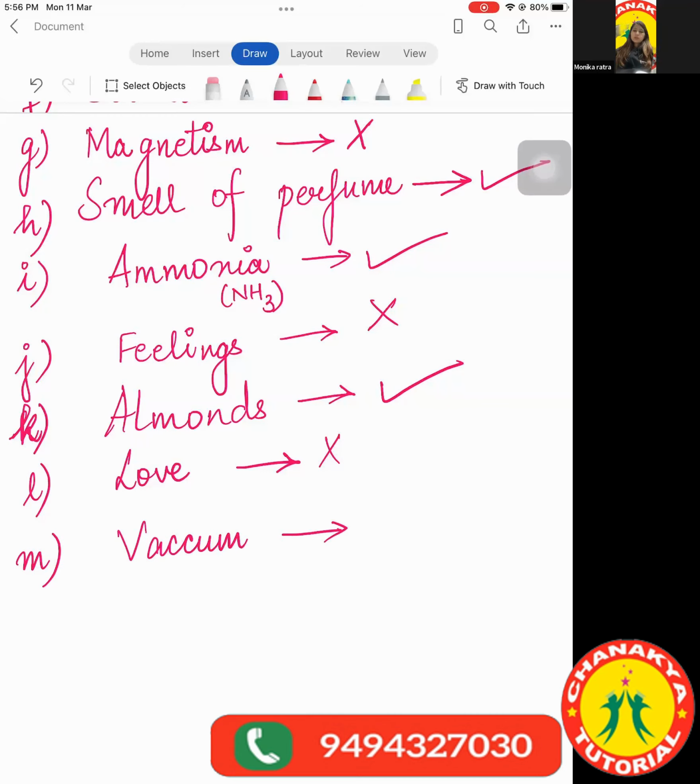Basically, what vacuum is? Generally, we say that vacuum is created when we take all the air out of some particular container. So, yes, there is nothing. So it is not matter.